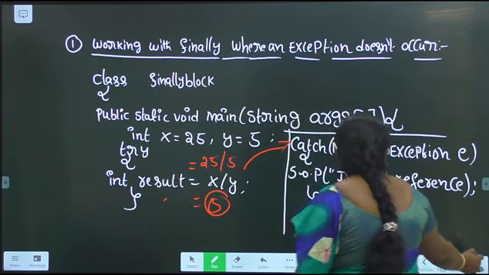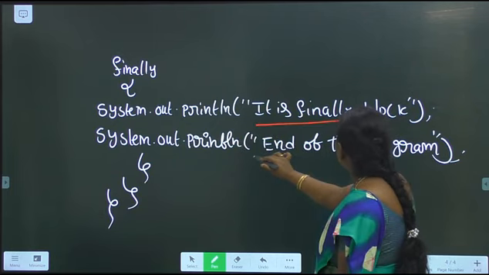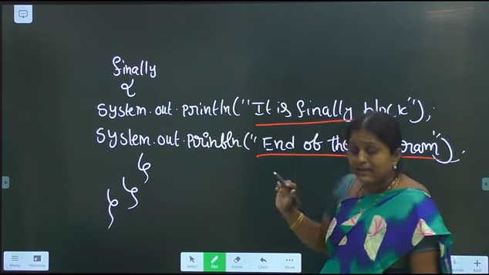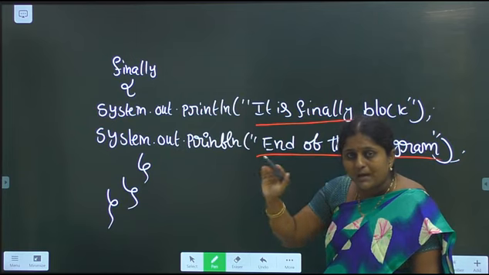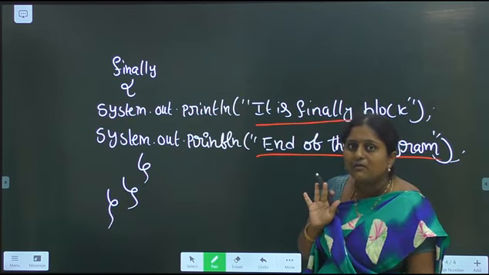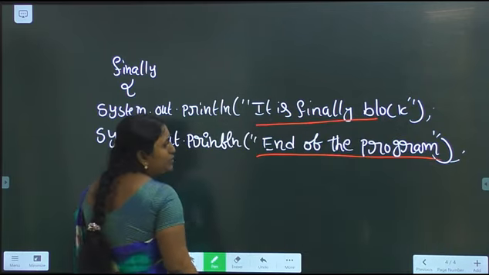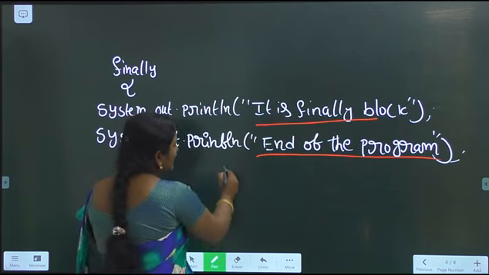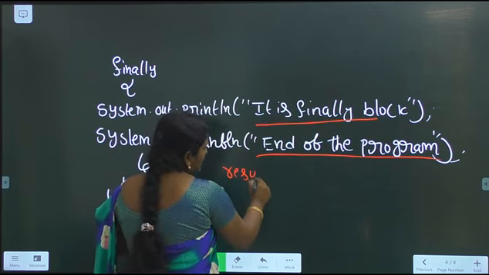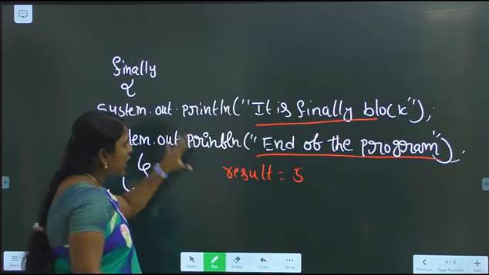After that, here I am writing the finally block and end of the program. If an exception may occur or may not occur in the try block, the finally block is always executing irrespective of the exception. If you compile and run this program, what is the output? Result equal to 5. Finally block is always executing.